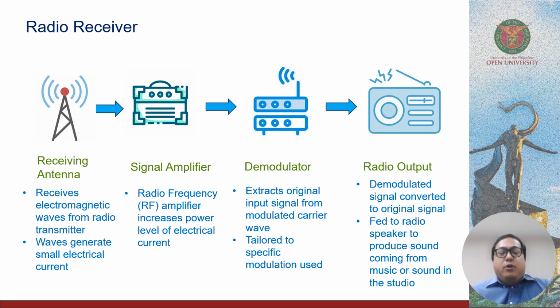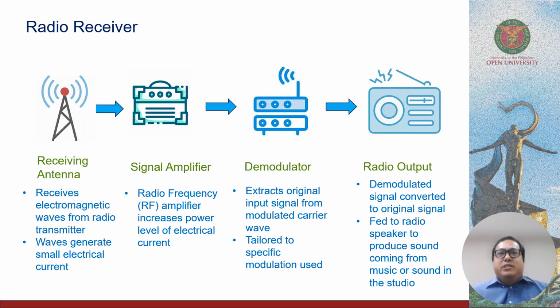And then after it goes through the amplifier, it goes through the demodulator in order to extract the original signal from the modulated carrier. This is also tailor-fit based on the specific modulation that was used, if it used either an amplitude modulator, or a frequency modulator, or a phase modulator. And then eventually, once the demodulator has processed the original signal, it is converted to the original signal in the radio setup of the listener.